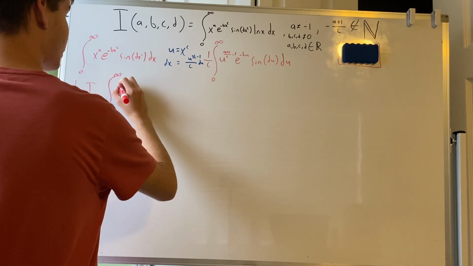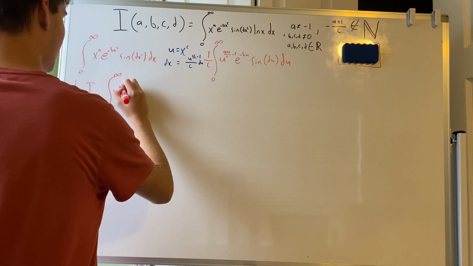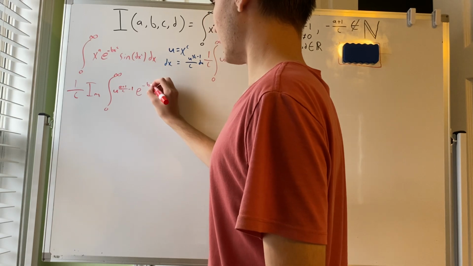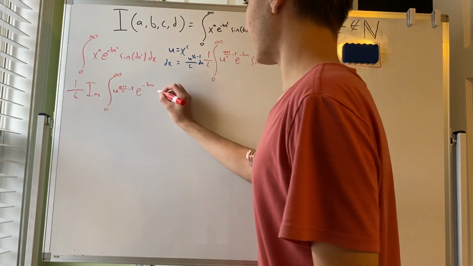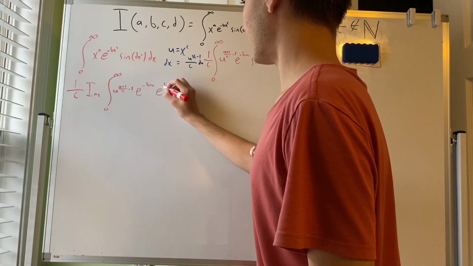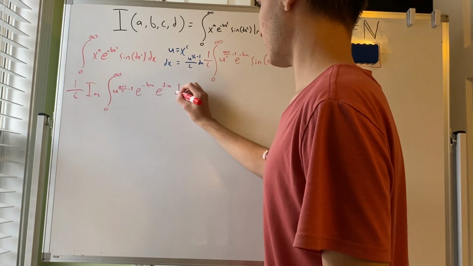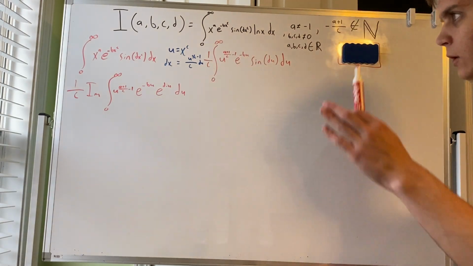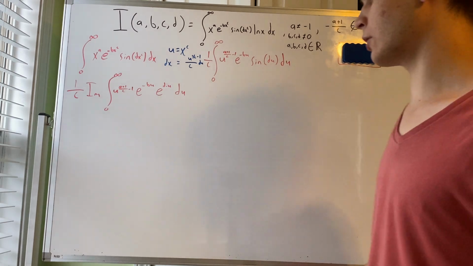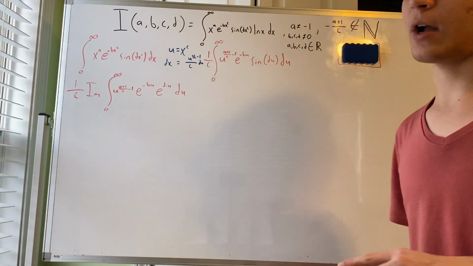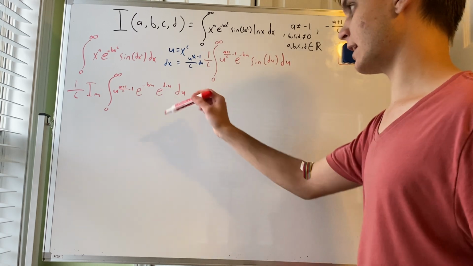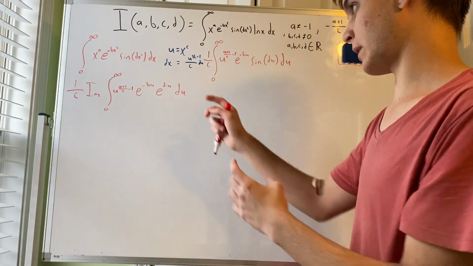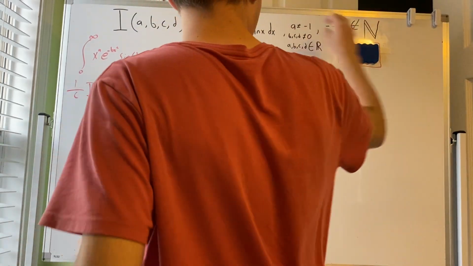We still have u to the a plus 1 over c minus 1. Then we still have our e to the minus b u. But then remember, we're replacing this with e to the d i u, du. So now we can combine the e's, and we'll get e to the minus bu plus diu, but I'm going to factor a minus u out of that, which will give us e to the minus u times b minus di, because we have to introduce another negative.